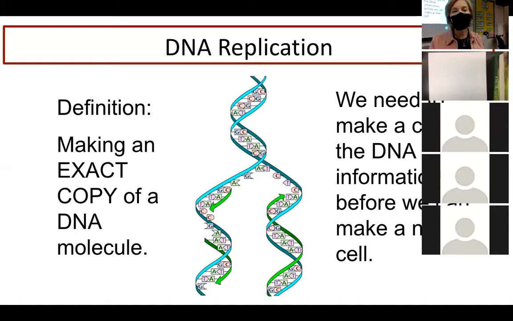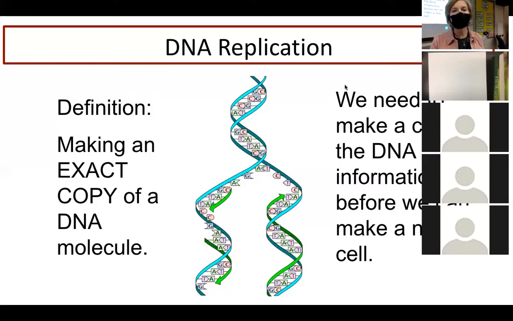Okay, so this is why we need DNA replication. This part of it is also the basis for reproduction as well. The fact that I can make exact copies means that I can pass that on to a new organism. So this is why we have this.